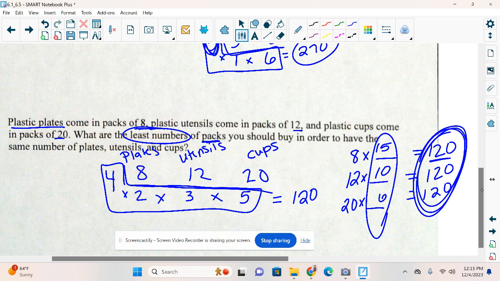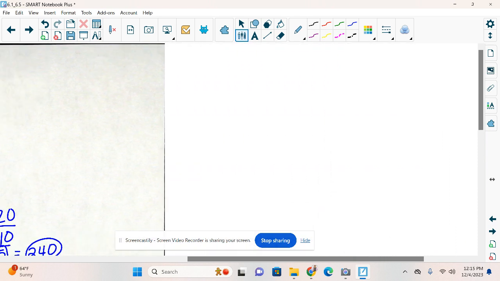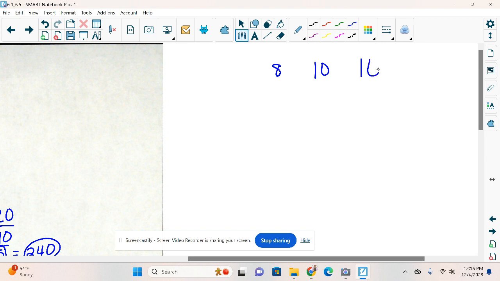Okay. Are there any questions on how to do LCM with the slide or with the listing method? No. Listing's easy. All right. Some of you are getting problems where there are 3 numbers, like on your homework tonight. There's one that has 3 numbers. You have 8, 10, and 16. And if we wanted to do the LCM here, when you're working with 3 numbers, it's a little bit different than just 2 numbers.